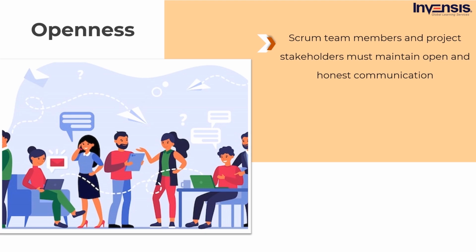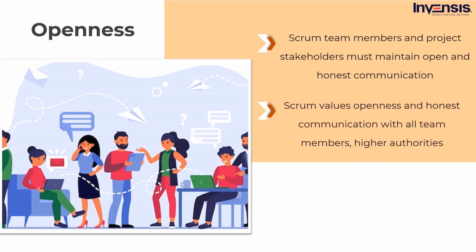When discussing the expected workload and the issues associated with it, both parties must be completely honest. This transparency promotes confidence among all parties. This value also implies being flexible and open to changes. Now, almost every project has some risks and challenges. Scrum values openness and honest communication with all stakeholders, team members and the higher authorities.